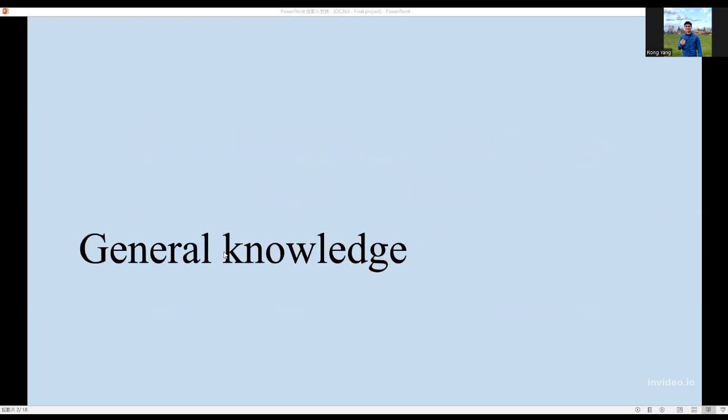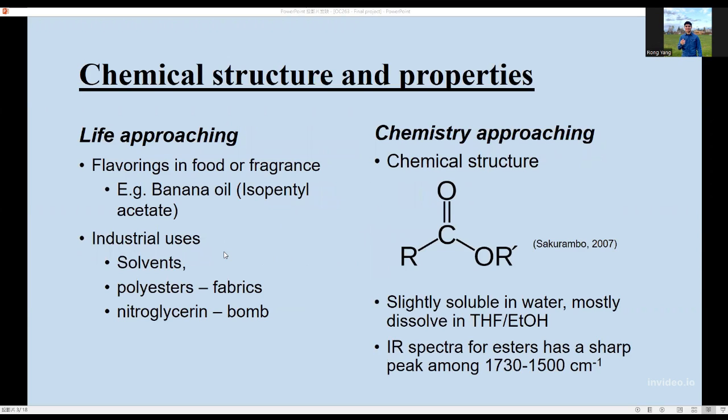General knowledge of esters. We use esters as flavorings in food or fragrance. A common example is banana oil. In industrial uses, we use esters as organic solvents, polyesters, fabrics for clothes, and nitroglycerin, an ingredient of explosives.